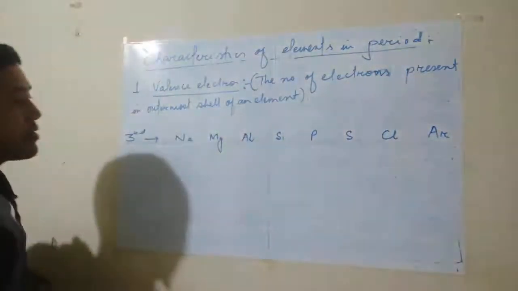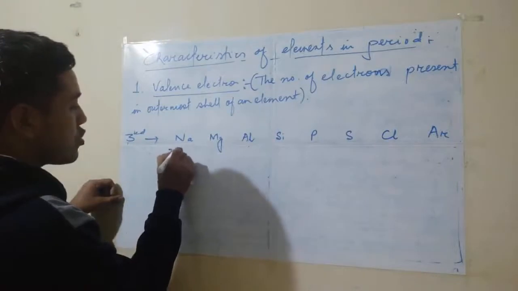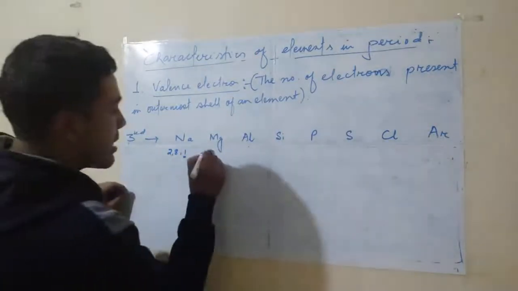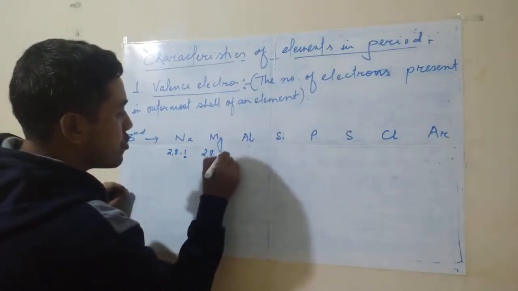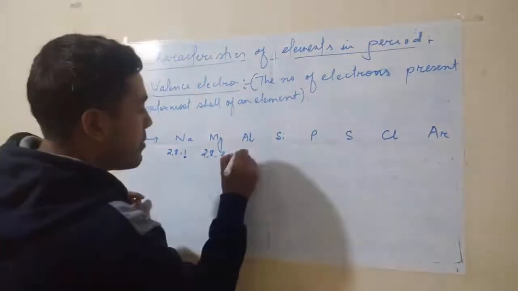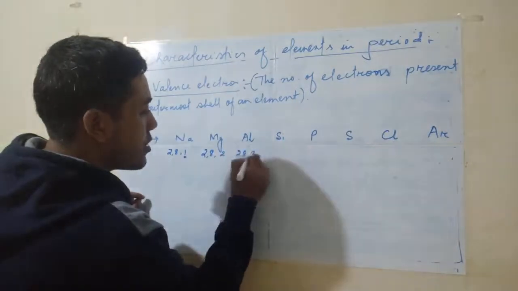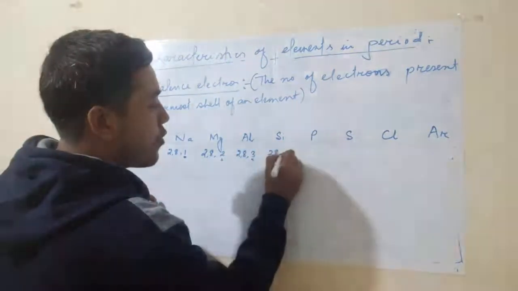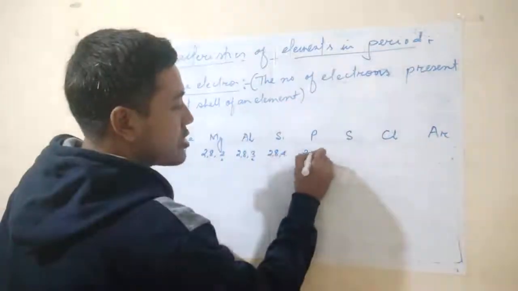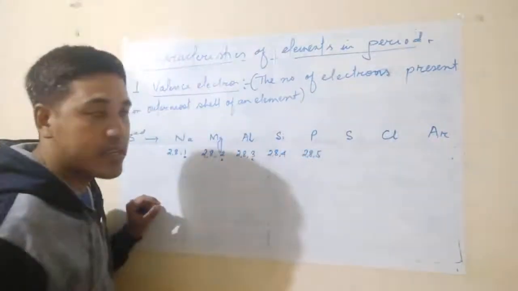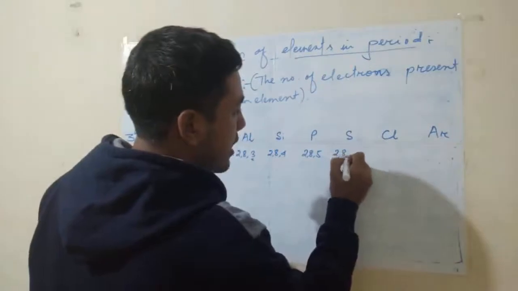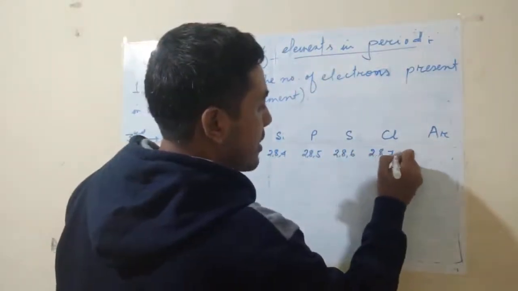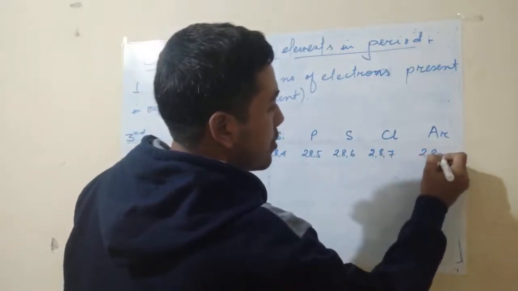Right. Now the electronic configuration of sodium is 2, 8, 1. Right. This is the valence electron. In magnesium it is 2, 8, 2. Aluminium is 2, 8, 3. Silicon is 2, 8, 4. Phosphorus is 2, 8, 5. Sulfur is 2, 8, 6. Chlorine is 2, 8, 7. And argon is 2, 8, 8.